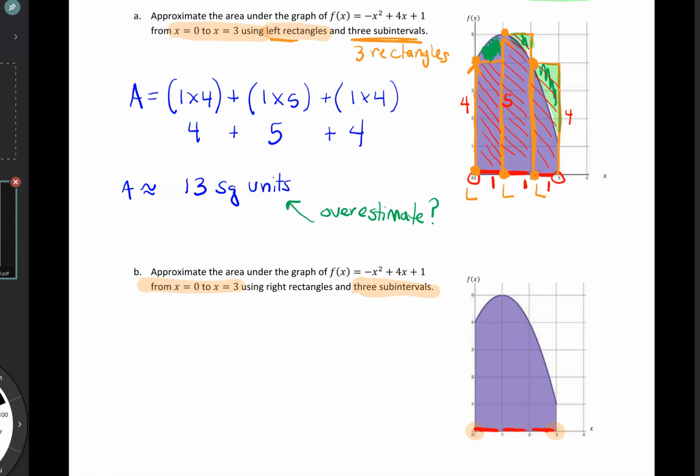Okay. But now I'm going to go to the right-hand corner, go up until I hit my curve, and then close it out.